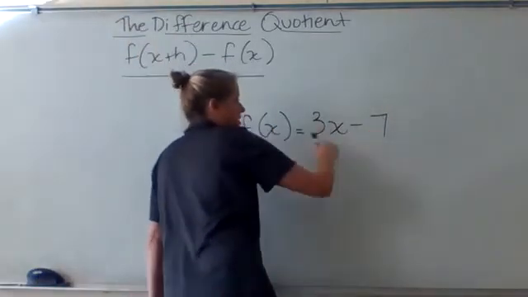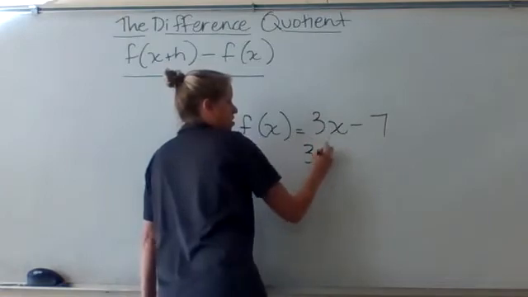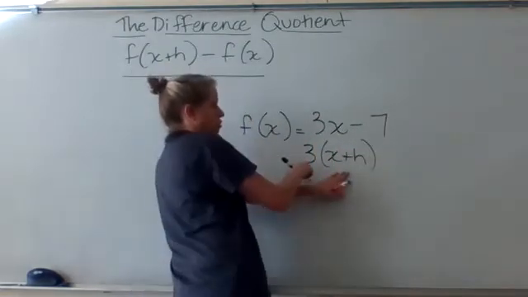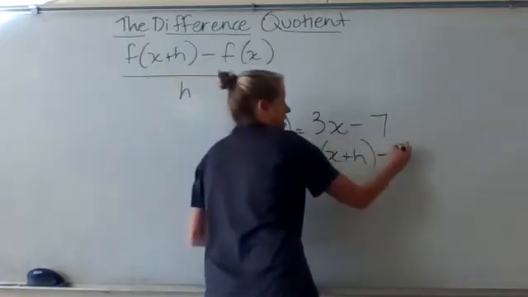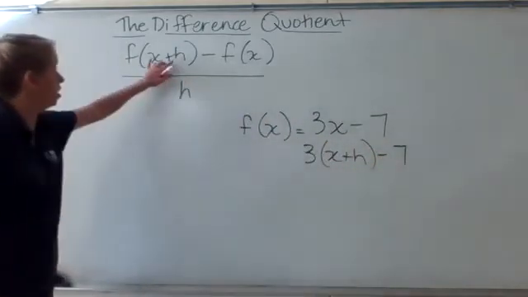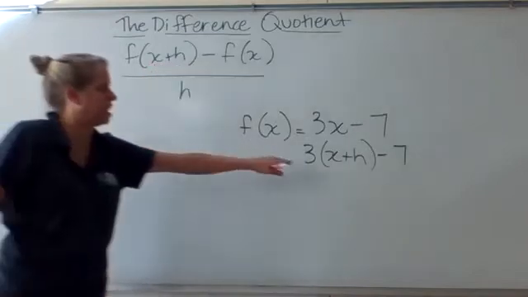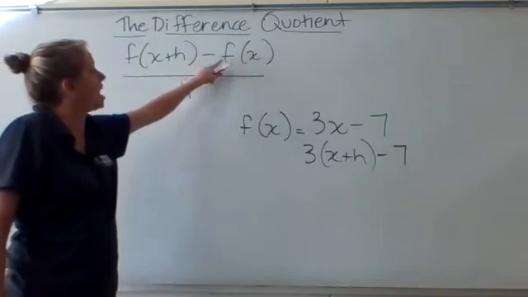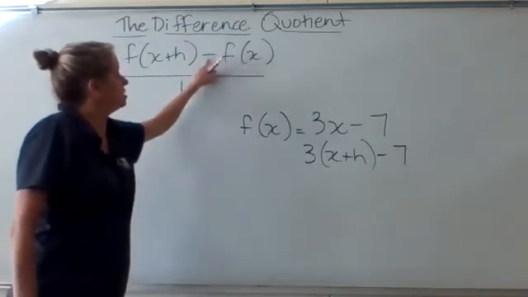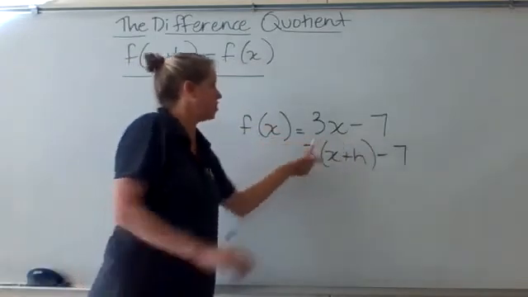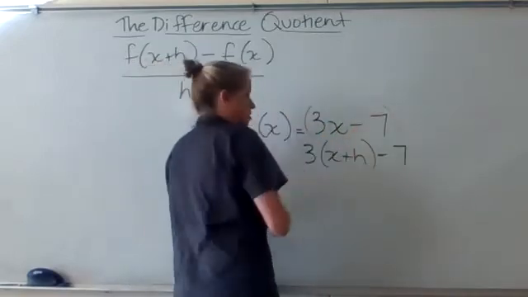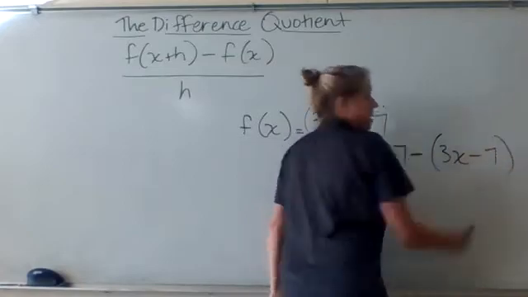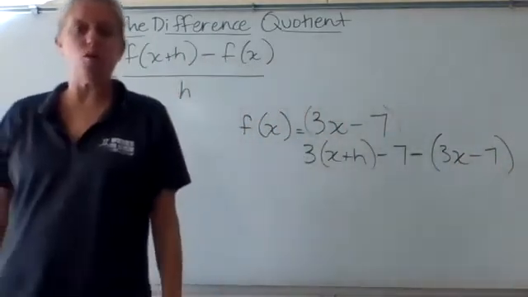Just rewriting this, replacing the x with x plus h. So I have 3 times x plus h, minus 7. So there's that part. I've replaced the x with x plus h. The second part of the numerator says to subtract the function. So I'm going to subtract this whole thing right here, all of 3x minus 7. And I am putting it in parentheses for a reason.